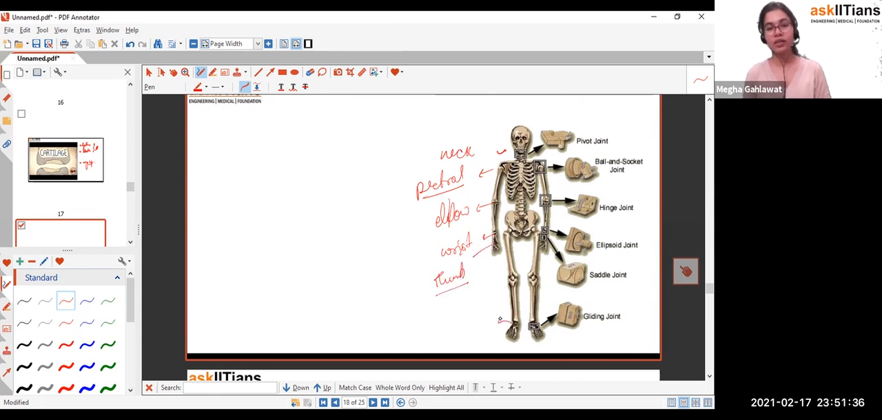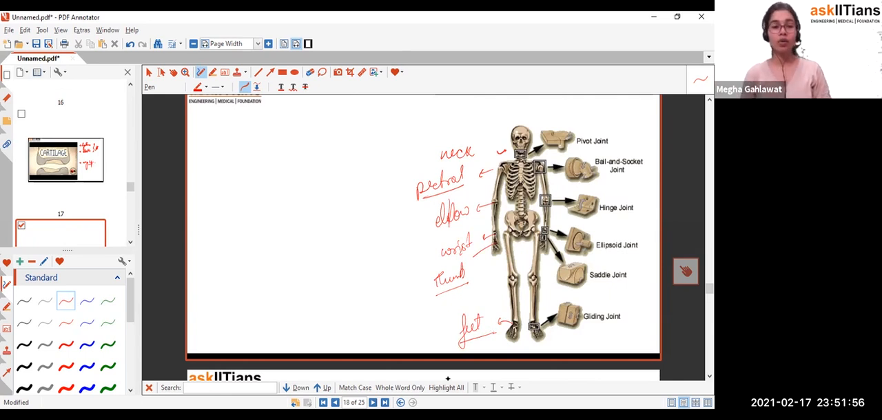Gliding joint is present in the feet. Okay, by gliding, it just kind of glides over each other like this. And if it glides over each other, then we have the proper movement. Now see, whenever we are standing on our feet, we do this and this and this and this, right? And that is because of the gliding joint that is present there.